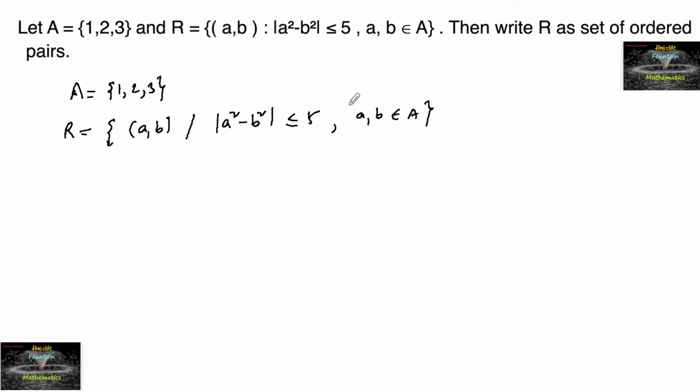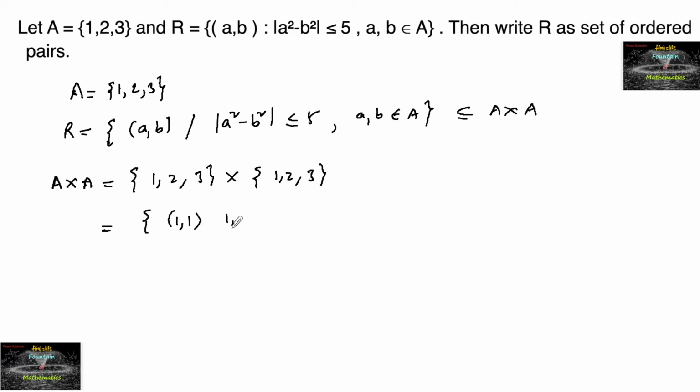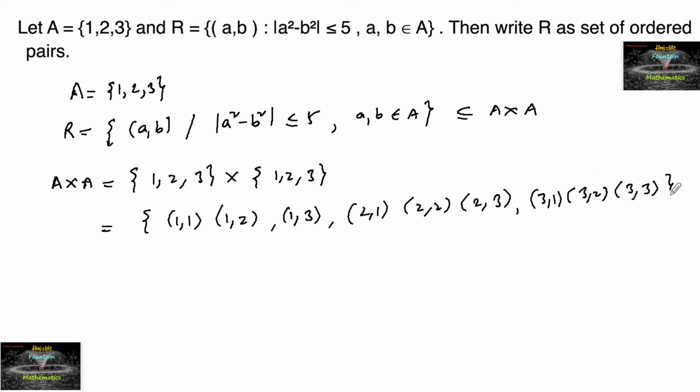And since we know that the relation will be a subset of the Cartesian product A cross A, because it is defined on the set A. So let us write first A cross A. So that's {1, 2, 3} cross product with {1, 2, 3}. So total 3 into 3, 9 ordered pairs you will get in A cross A. So let's find them: (1, 1), (1, 2), (1, 3), (2, 1), (2, 2) and (2, 3). Next (3, 1), (3, 2) and (3, 3).